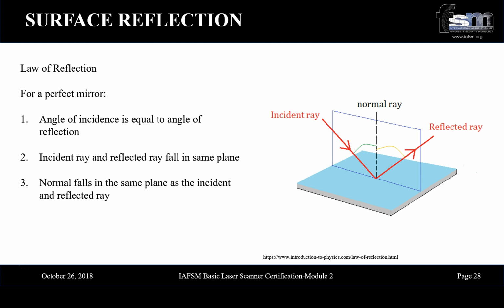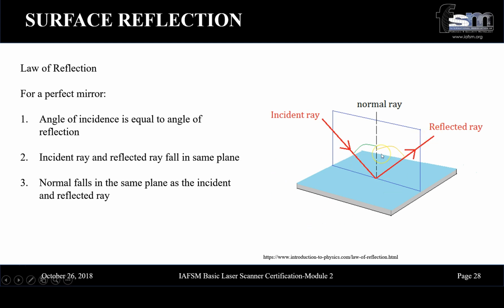And so for a perfect mirror, there are a couple of things with the law of reflection that's really simple, and that is that the incident ray, which is coming in here, this angle is equal to the reflected ray. Okay, so it's very simple. If you had a perfect mirror, the incident ray comes in and then it gets reflected at the same angle.